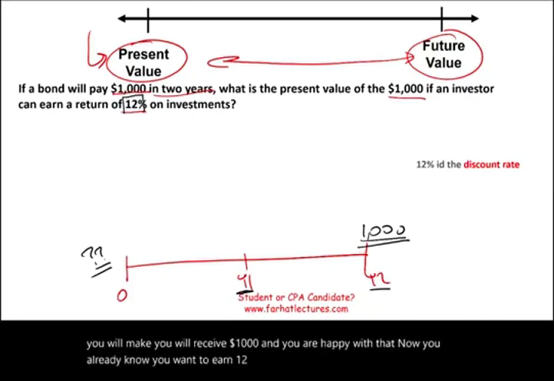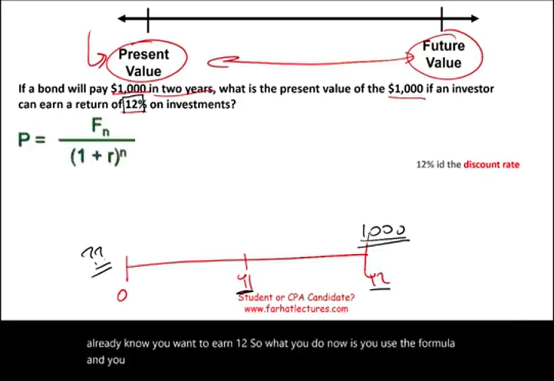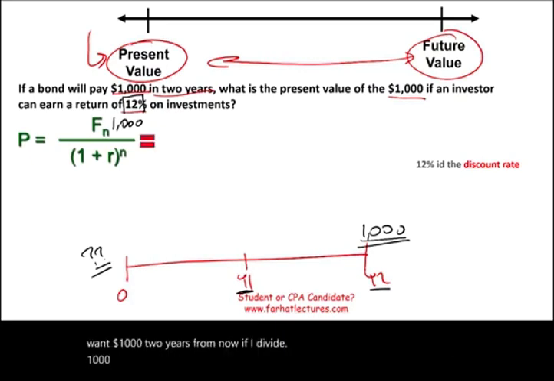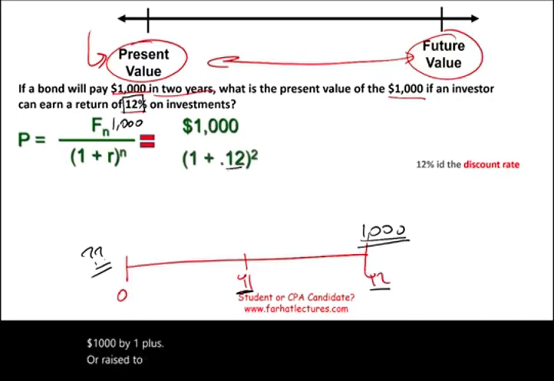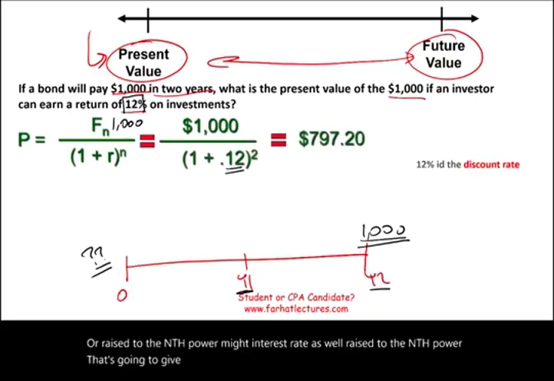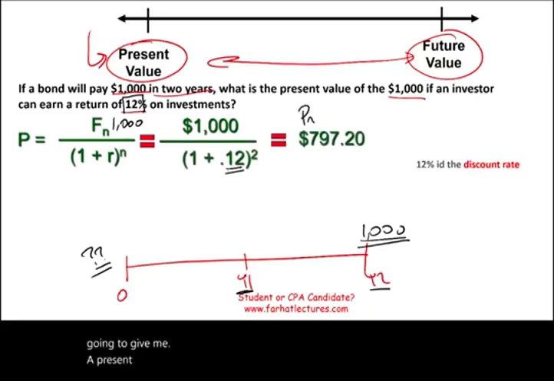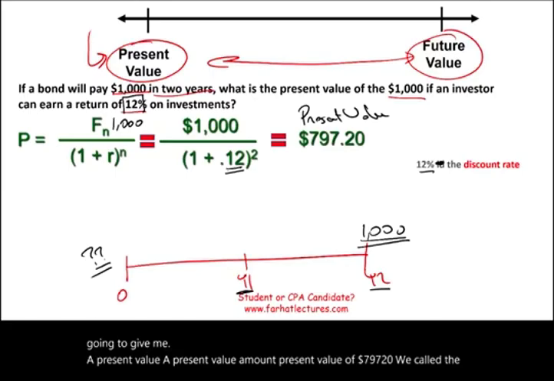So what you do now is you use the formula and you will discount. You would say, okay, my future value, I know I want $1,000 2 years from now. If I divide $1,000 by (1 plus r) raised to the nth power, my interest rate is 12%, raised to the nth power, that's going to give me a present value amount of $797.20. We call the 12% the discount rate.